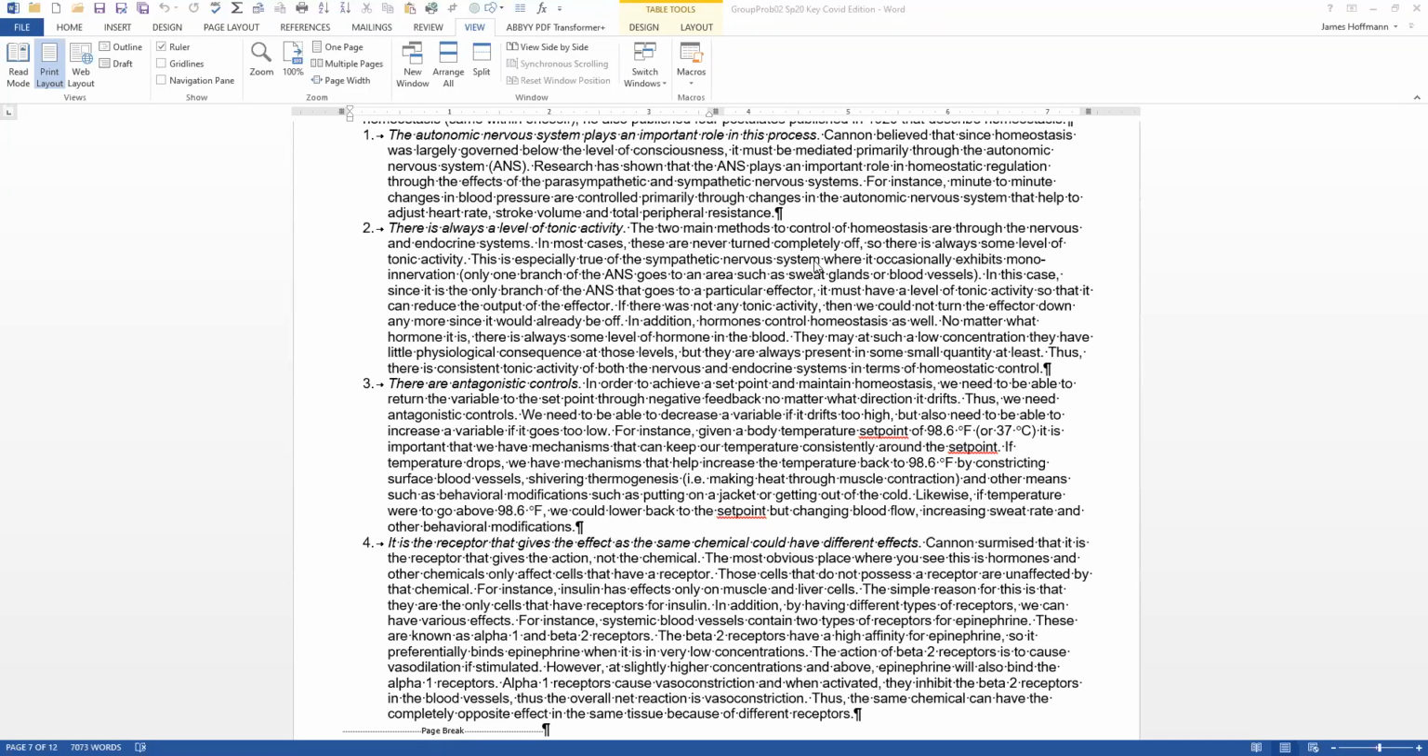So a quick summary, the 4 canon postulates, right? The ANS plays a major role. There's always tonic activity. There are antagonistic controls, and it's the receptor that gives the effect, not the chemical. So that's kind of what we're looking at for that.